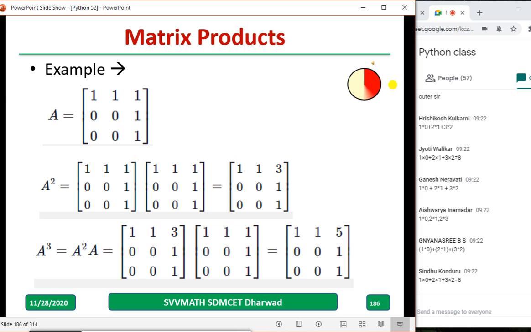Anybody can do it, just try to understand. Similarly I can do A4, A5, A6. When I go to A4, A3 into A I will do it. Then when I go to A5, A4 into A I will do it. Because we have a function in Python, we can use it and check the result. For that, I am taking one example, so that when I make use of the particular function, I should get the same answer for the matrix product.